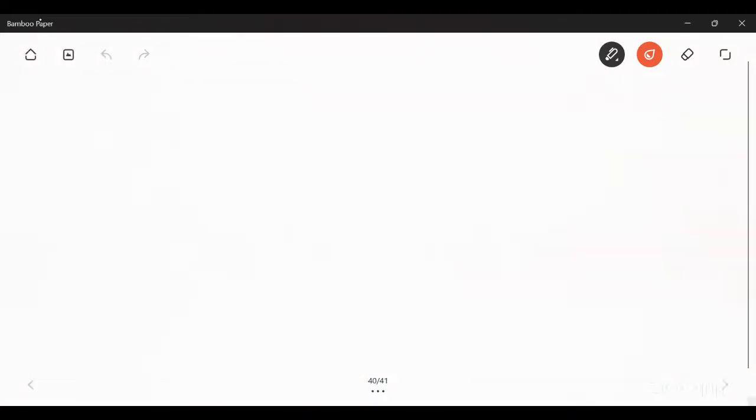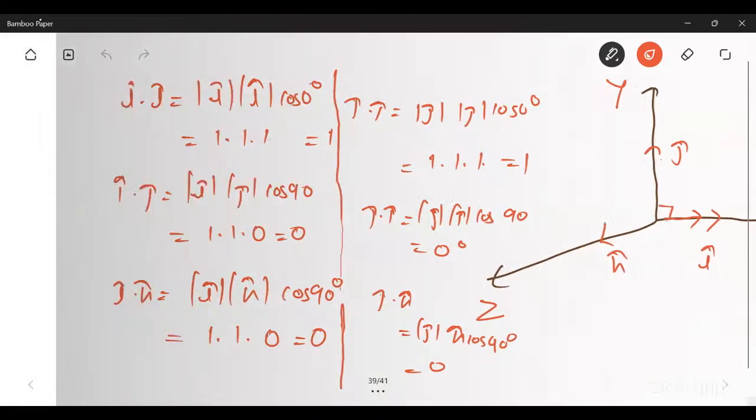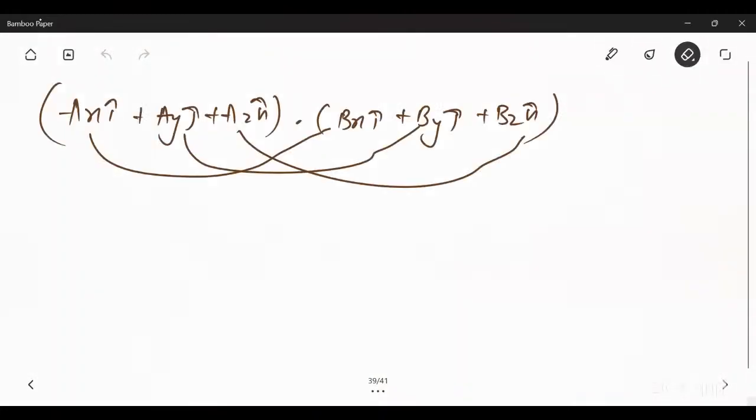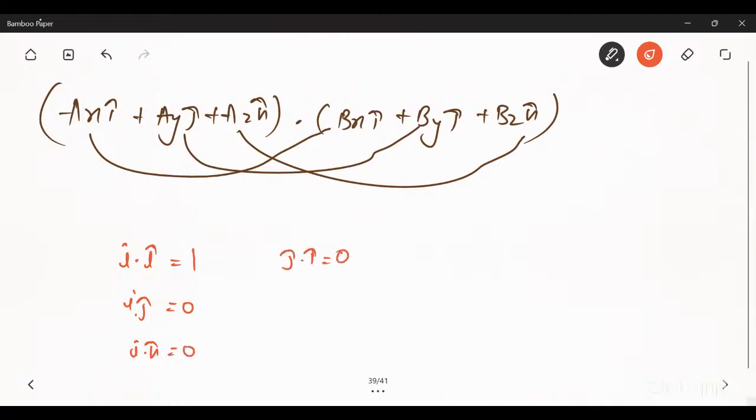So what we conclude from here? We conclude from here that I dot I is 1, I dot J is 0, I dot K is 0. J dot I is 0, J dot J is 1.